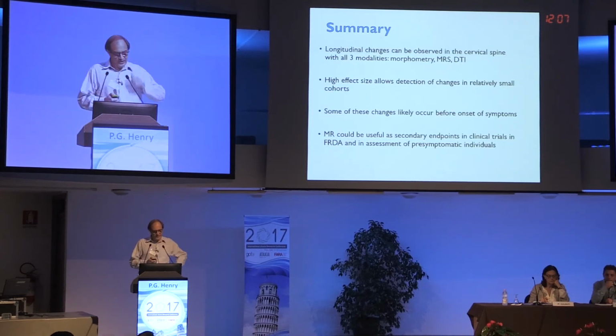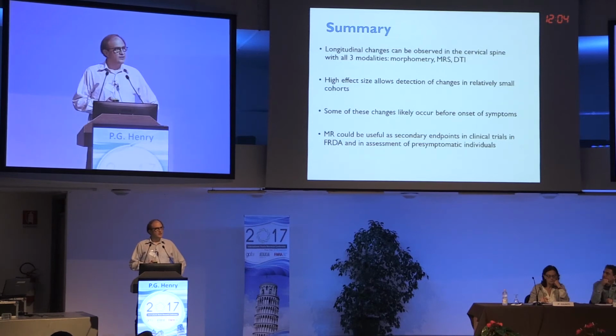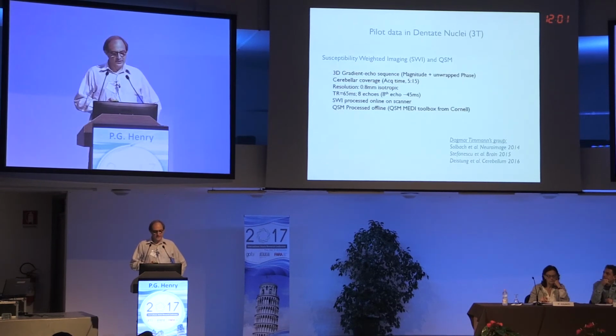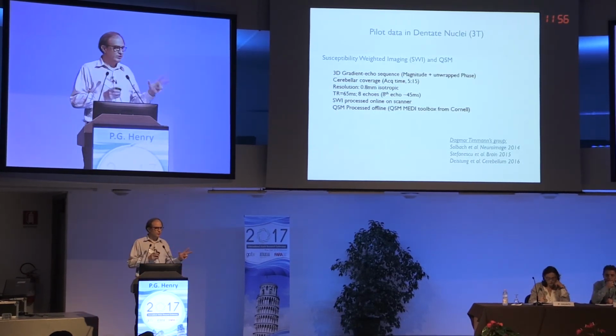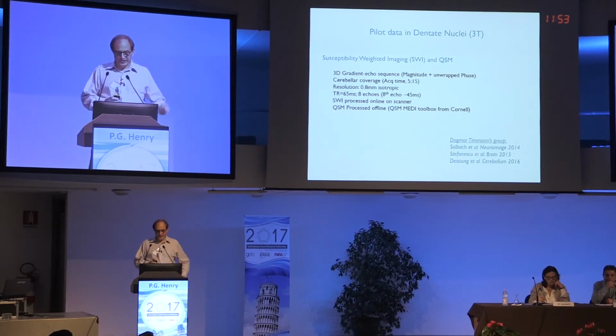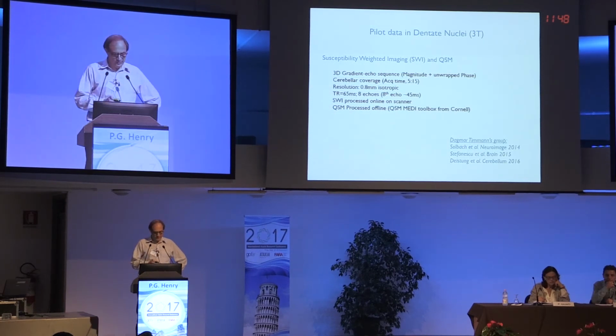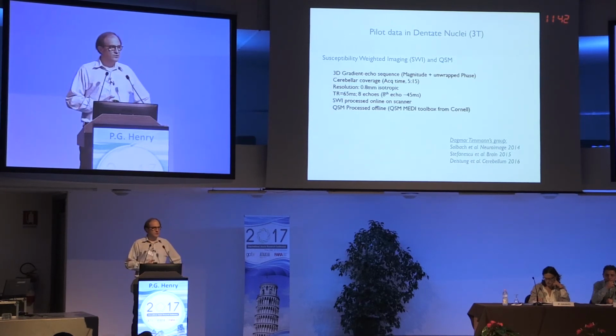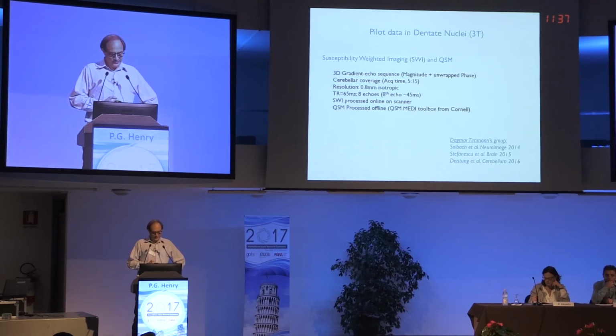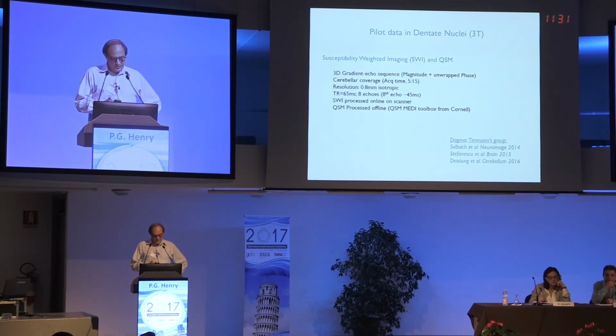And now, before I finish, I would like to show you some pilot data in dentate nucleus and in dorsal root ganglia. So these are preliminary data because we have only 3 controls and 3 patients. But I think it expands what we could bring to clinical trials. And especially, it's interesting because dentate nucleus may be a target for treatment with gene therapy in several projects in development. And so the first one is dentate nucleus.